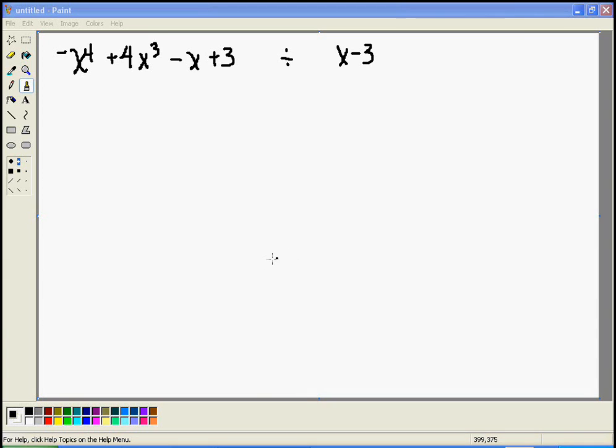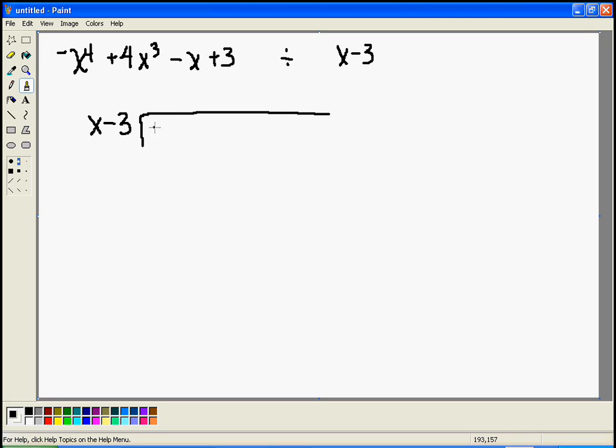Hi, this video will be another example of division of polynomials. So the first way I'm going to work it is long division, and we'll just set that up the old-fashioned way. X minus 3 into minus x to the fourth plus 4x cubed. But now notice here I'm missing an x squared term, okay?